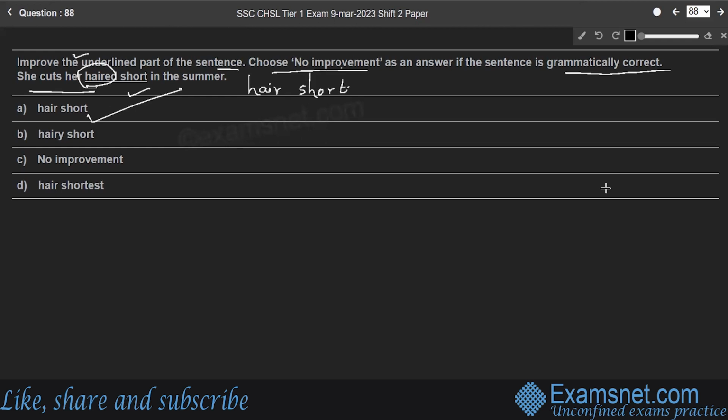So the word short is an adjective that describes the length of her hair. Hair short, right? It should not be haired, which is incorrect. So the noun here is hair. So hair is a noun, which is being described by the adjective short, right? So the adjective is short. Therefore, option A is the right answer.